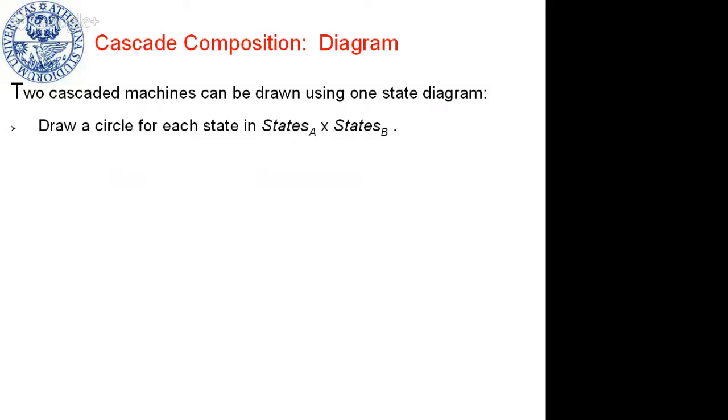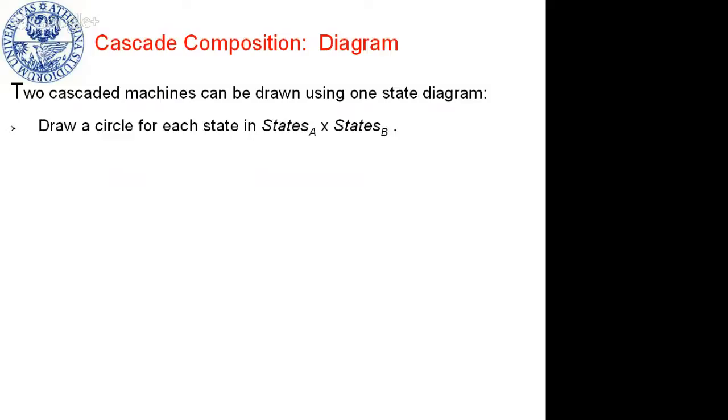So let's apply our definitions. When we define the composite, what is the initial state for the composite? The initial state for the composite is a pair of initial state of A and initial state of B. Okay? We label the state as 0, 0, from the names of the two initial states. This is the initial state for our composition.